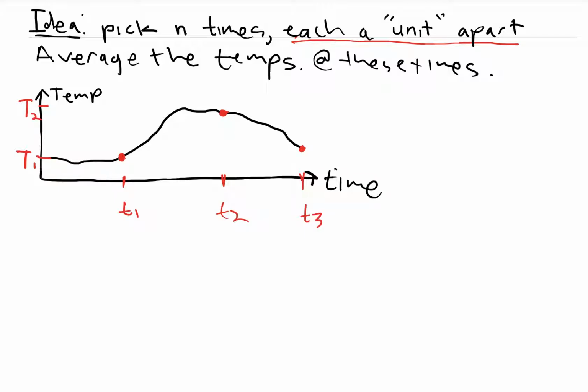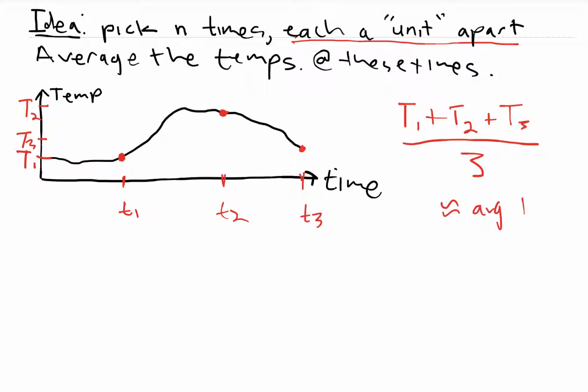I'll use capital letters to denote these temperatures: T1, T2, and T3 here. Once I have those, I can average them together. Like I said before, the way we run an average is to add up all the numbers of interest and then divide by however many numbers we had. That would serve as our approximate average temperature here.